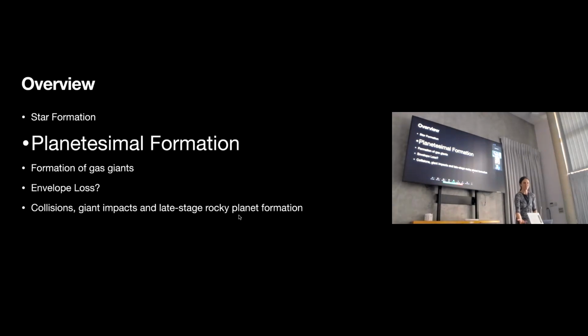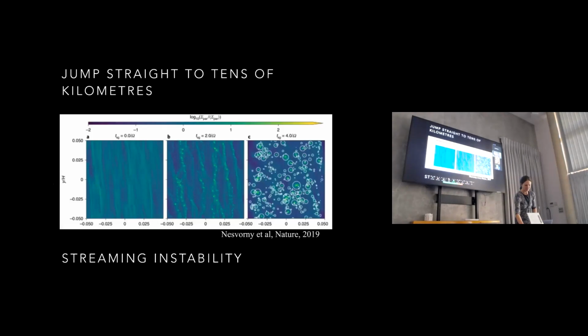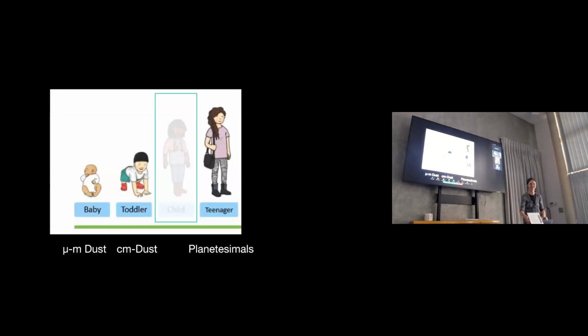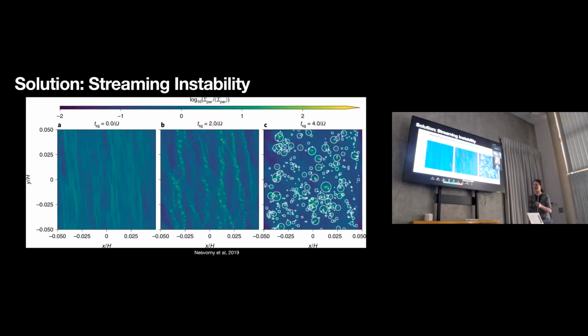And so how do we overcome that? We want to form these planetesimals, these big kilometer-sized things. Well, we have to skip it and jump straight to tens of kilometers. I see it like we were having our babies and our toddlers, and then we said we wanted to become a child, but actually we never made it. We just skipped childhood entirely and went straight to being a teenager, which is a bit of a shame, I think.